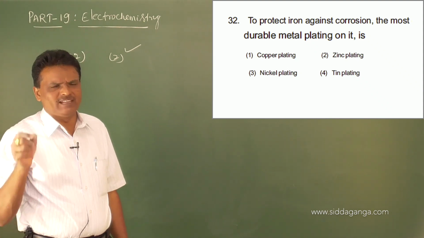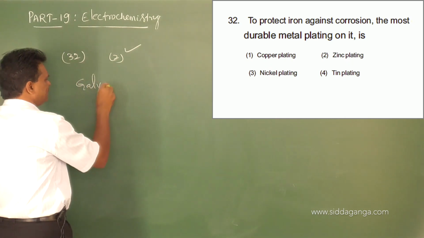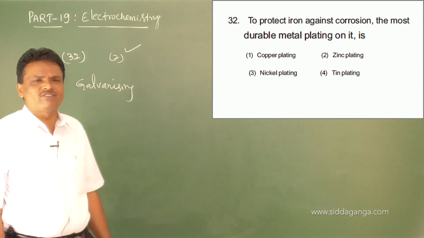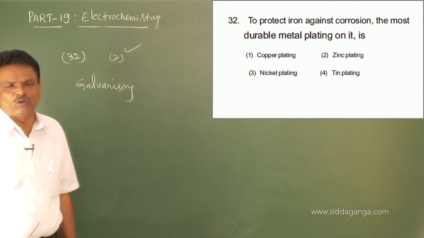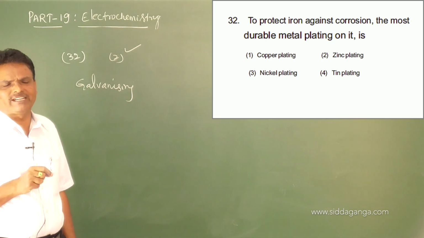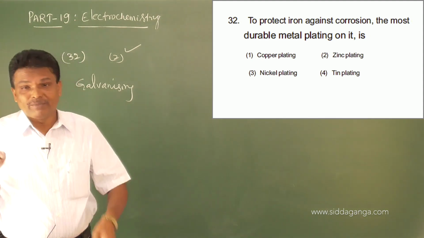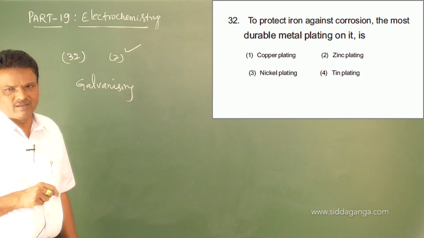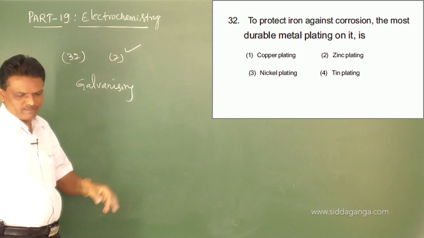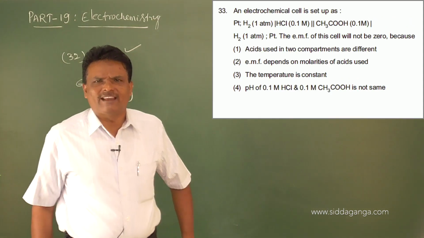Is it clear? So here it is usually galvanizing. Galvanizing means coating of a thin layer of zinc on the surface of iron to protect iron from rusting. So corrosion of iron is protected by electroplating, particularly zinc plating, chrome plating and also tin plating. Is it clear? So the best option given here is the second option. Next question. Question number 33.